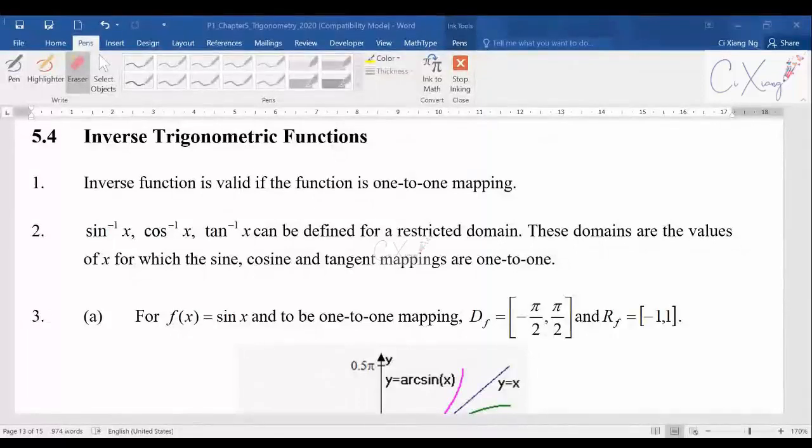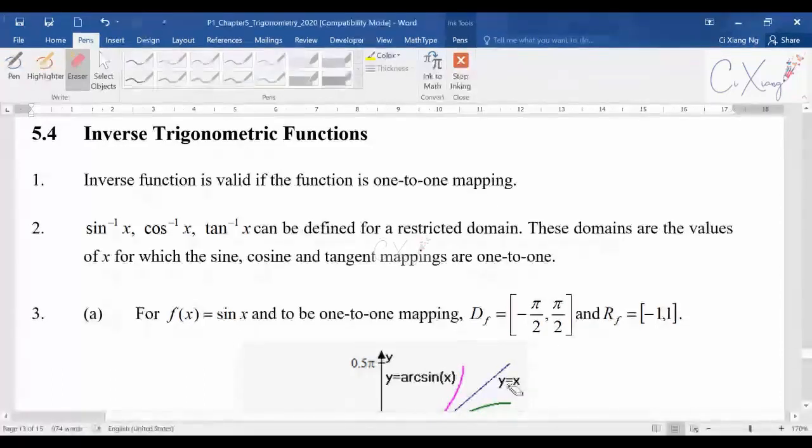Okay, so let's continue with our trigonometric function. For this video, we'll discuss a very short section, which is the inverse trigo function. For inverse trigo function in A-level, generally, we are not going to focus much on this. You just need to know the basic meaning of what the inverse trigo function does.